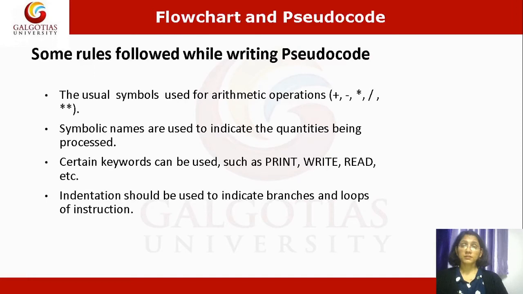Now, while writing pseudocode, we should know the symbols that we use for arithmetic operations and the keywords that we can use. The symbols used for arithmetic operations are plus, minus, multiplication. Symbolic names are used to indicate quantities. Keywords that can be used are like print, write, and read. And we also use indentation to indicate branches.